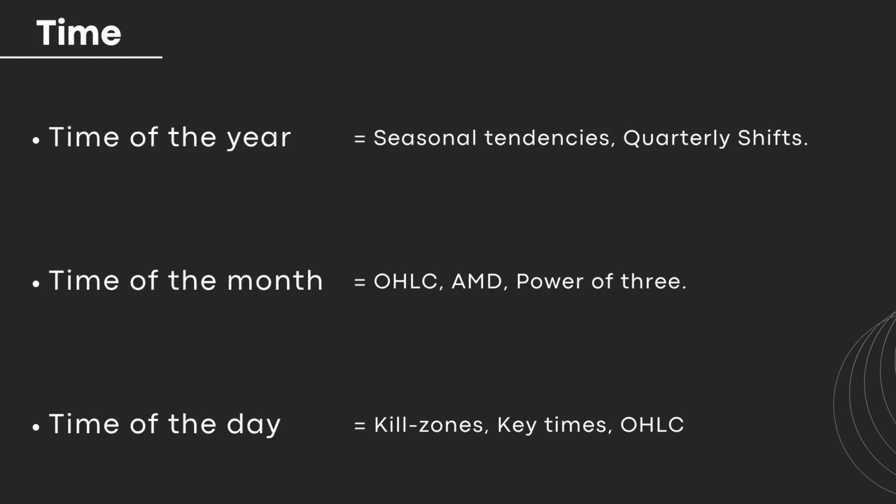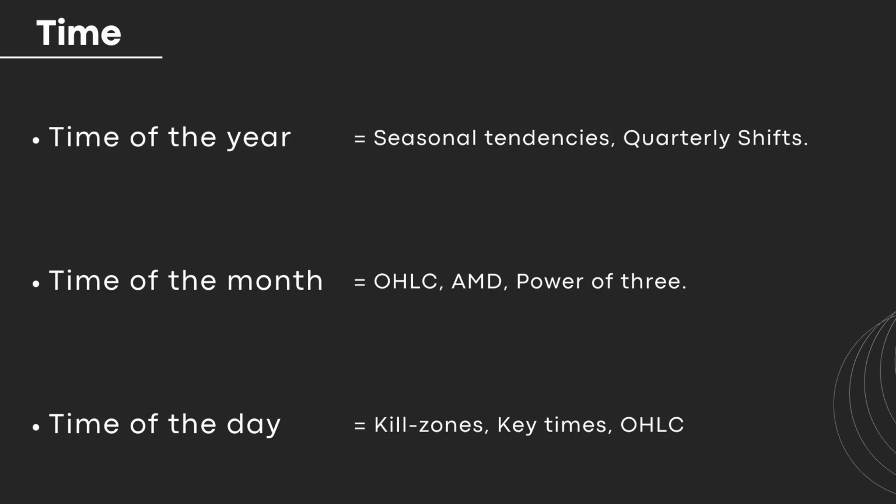No, not actually quarterly theory. Don't ever use quarterly theory. I'm talking about quarterly shifts, right? So concepts like quarterly shifts and seasonal tendencies are both used to find high probability and key times on the yearly range and yearly basis, right? Meaning these concepts can be used on the higher time frames like the monthly, the 3 month time frame, or the weekly time frame, right?